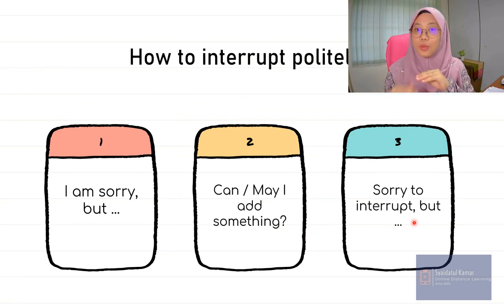Okay, next, how to interrupt politely. You can say, I am sorry, but may I add something, or can I add something? Sorry to interrupt, but. Alright. So the calming, friendly intonation actually helps a lot in controlling the tone or the mood of the discussion. Okay.